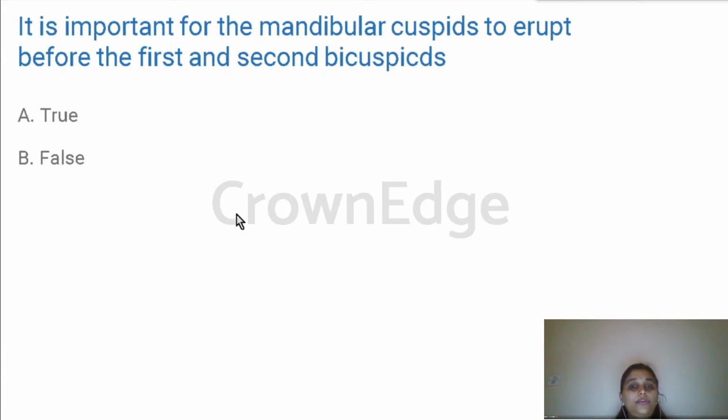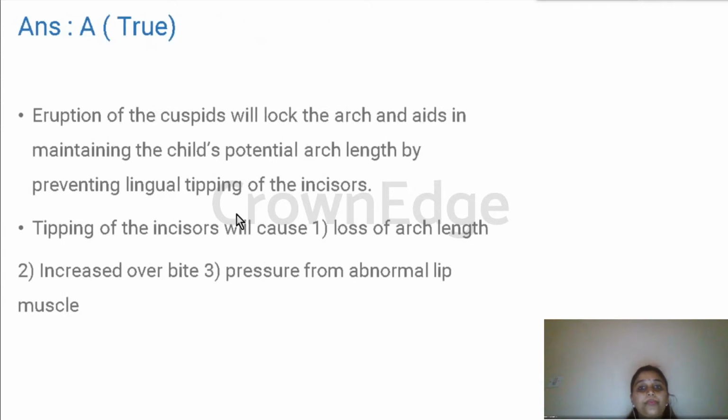It is important for mandibular cuspids to erupt before the first and second bicuspid. Is this true or false? Read the question again. It is important for the mandibular cuspids to erupt before the first and second bicuspid. Is it true or is it false? It is true, Roxy. I'll tell you why.